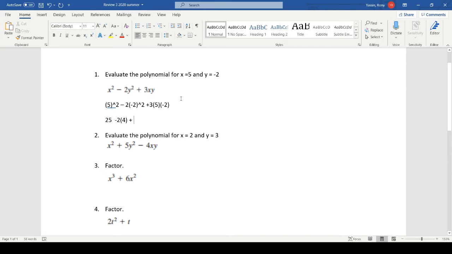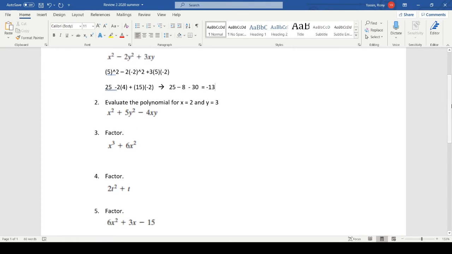Okay, well all of this is multiplication, so we can just go in order. So 3 times 5 is 15, and then times minus 2. Okay, and then let's finish it off. So this turns into 25 minus 2 times 4, which is 8, plus 15 minus 2, which is 30, so minus 30. Not sure why this minus sign is bigger than this one, but they're both the same thing. Okay, so 25 minus 8 is 17, and 17 minus 30 is minus 13. So our final answer for this problem would be minus 13.